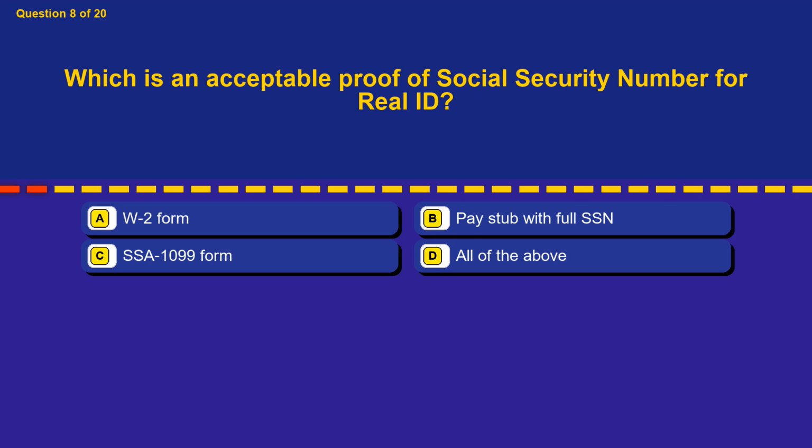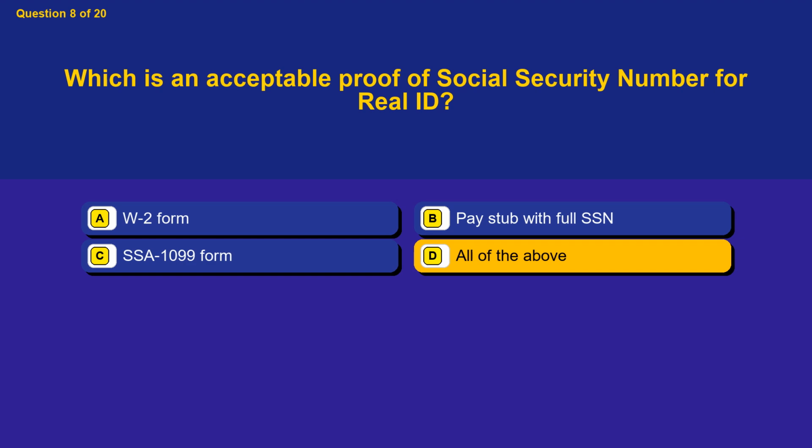Question 8. Which is an acceptable proof of social security number for Real ID? Option A, W-2 form. Option B, pay stub with full SSN. Option C, SSA 1099 form. Option D, all of the above.